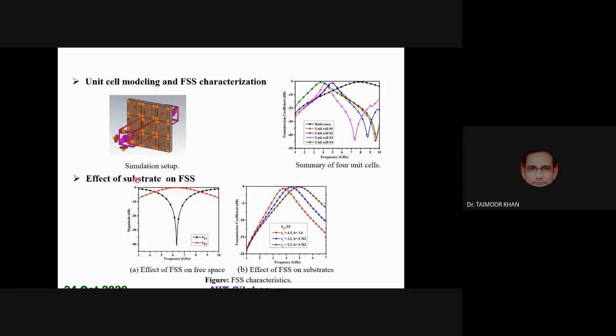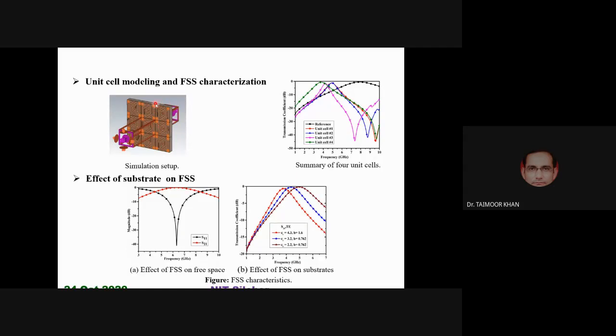S21. And if you see this S11, it has a specific resonance, that is 6.4 or 6.3, something like that. Ultimately, the same kind of resonance was there with the single unit cell.